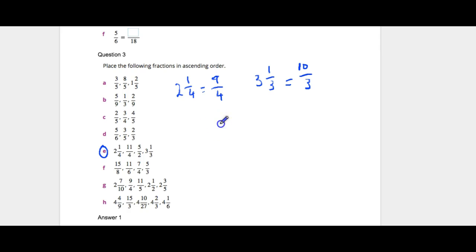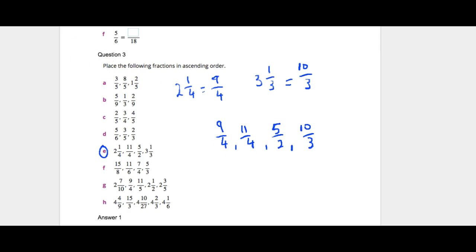Okay, so let's rewrite them all. So we have 9 quarters, 11 quarters, 5 halves, and 10 thirds. Now we need to find the lowest common denominator of all these. Now, as I said in the previous example, if you take your 2 highest denominators, which are 4 and 3 in this case, multiply them by 2, so that's 12. 12 is an even number, so 12 is our lowest common denominator.